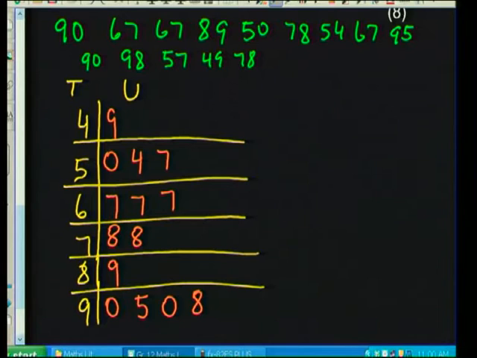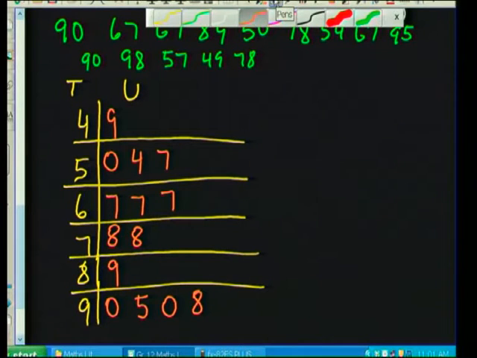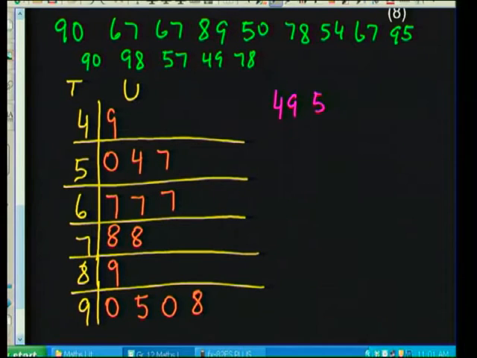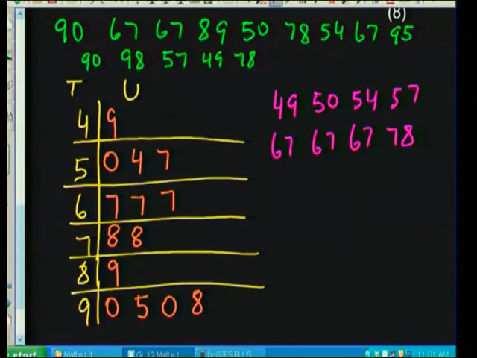Now you can see from this it is so much easier for me to actually put them in order because I've got very few numbers in each one. So in order, let's change our color to, let's use pink now. In order, I've got 49, 50, 54, 57, 67, 67, 67. And as I'm going along, I'm thinking this number's occurred a few times, so it might be my mode. And I carry on doing this. 78, 78, 89, 90, 90, 95, and 98.